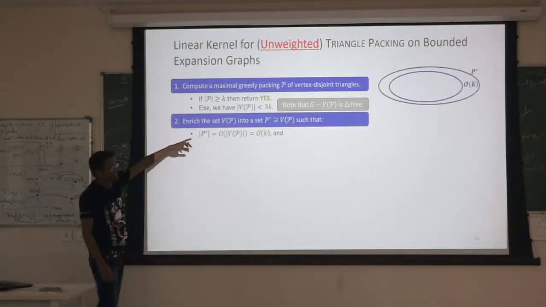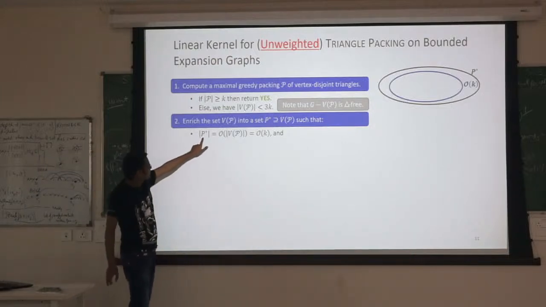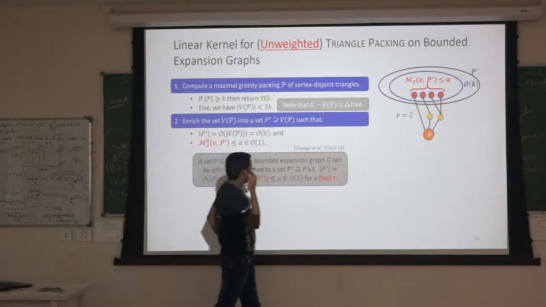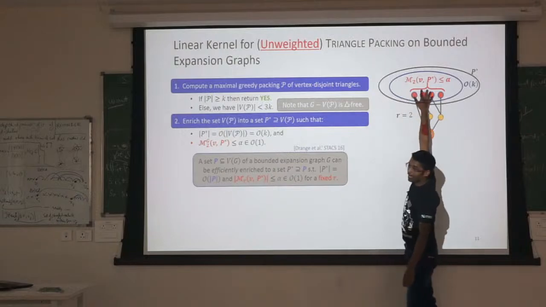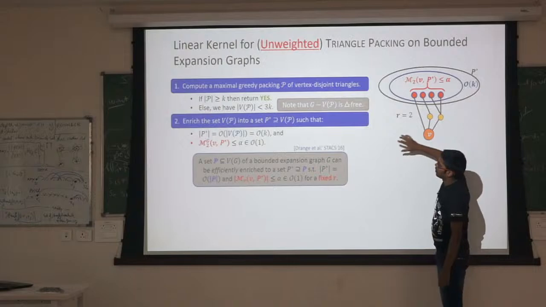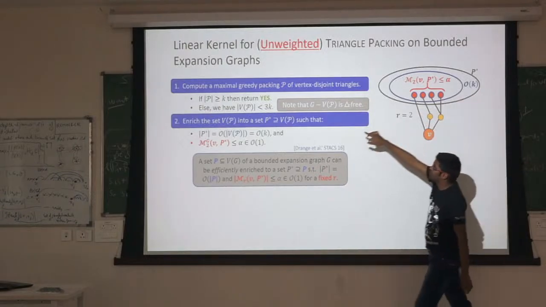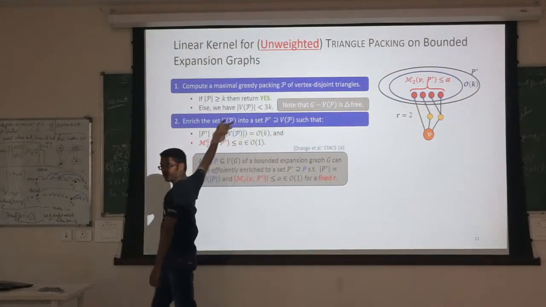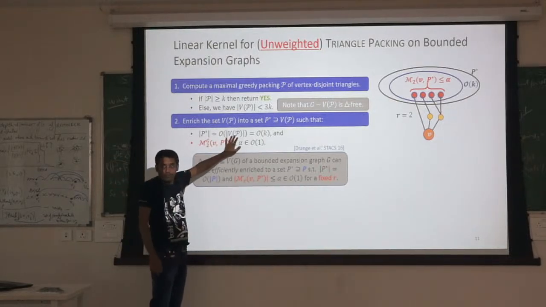Now we will increase the set that we mentioned in the previous slide. So we will increase the set P that we have obtained. This was the packed set. Now we increase the set so that these two properties are satisfied. What is the first property? The size of P star is not much larger. P was bounded by 3k, so P star is also bounded by order k, because P star is order of P.